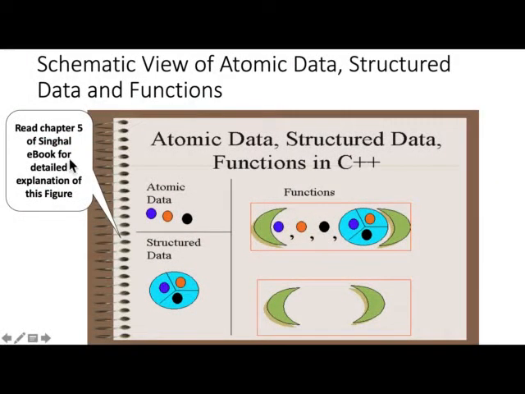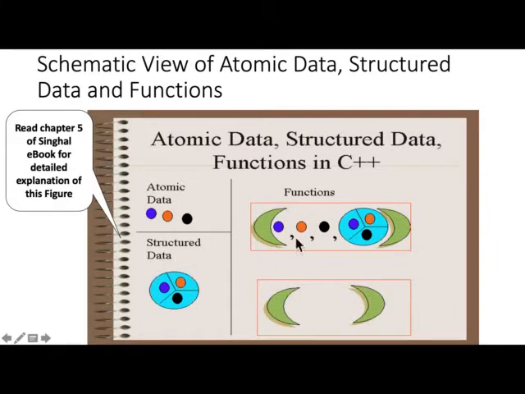So this picture is from chapter 5. Read chapter 5 of the ebook for a detailed explanation of this figure. Atomic data could be just one of these: I can say int, double, character, or boolean. But structured data can contain many different types at the same time. A little bit later we'll learn something called struct, and that's where we use it. A struct can also include another struct.